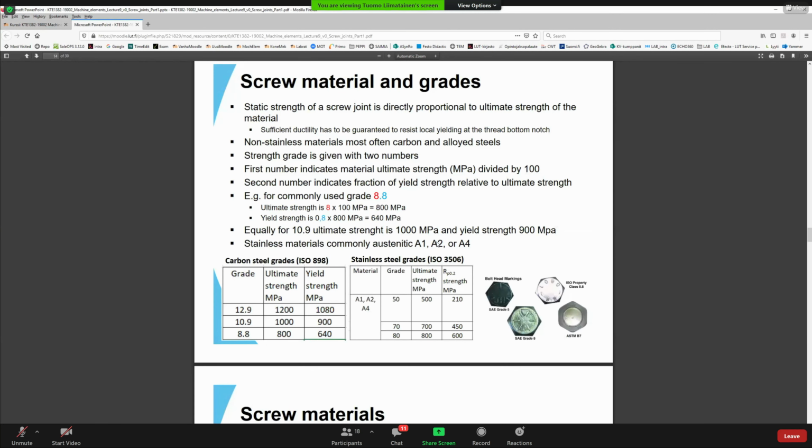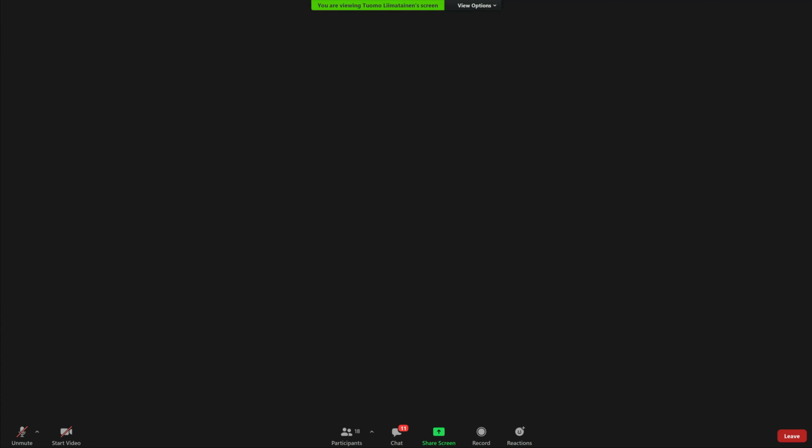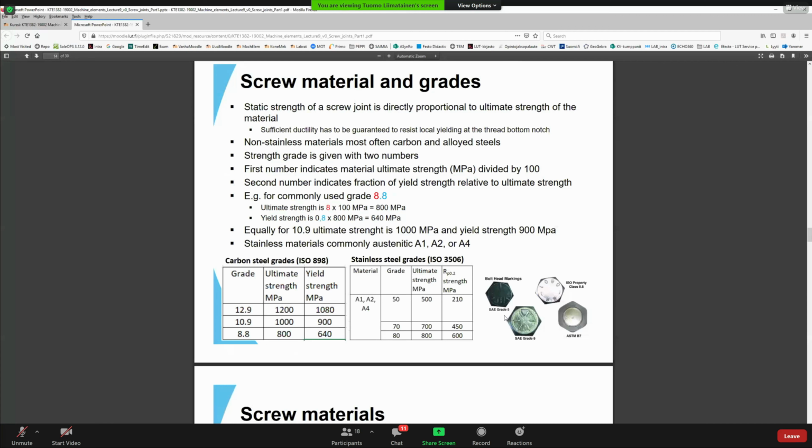Then there are other designations as well, for SAE grade, American ASTM, etc. But we don't go into that here, because in Europe you hardly ever find these.